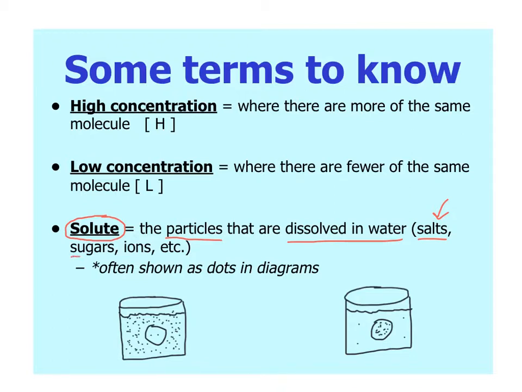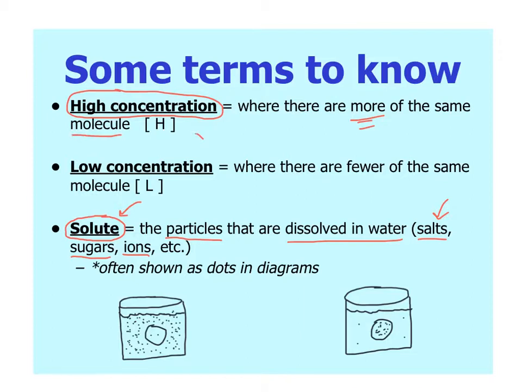If you put sugar in water, the sugar would be a solute. It could be oxygen, it could be carbon dioxide, it could be ions, whatever. Whatever you dissolve in water is a solute. Now, there's different amounts of solutes in water. If you put a lot of, let's say, salt in the water, we're going to say that has a high concentration. So that is where there are more of the same molecule.